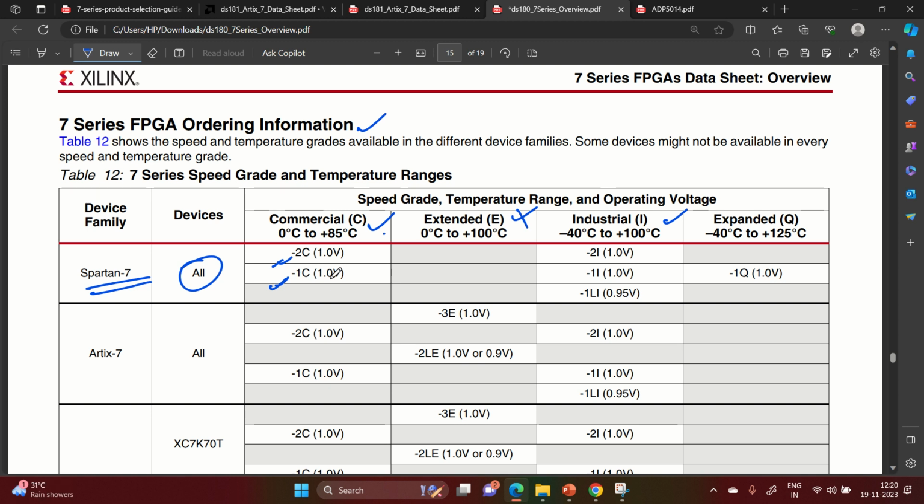Okay, so I have selected 2. You have industrial grade as well. Industrial is basically a little bit higher temperature, up to 100 degrees centigrade, whereas commercial is up to 85 degrees centigrade only. Okay, if you want to go ahead with a much higher temperature range, then you can go ahead with 1Q. So that is availability.